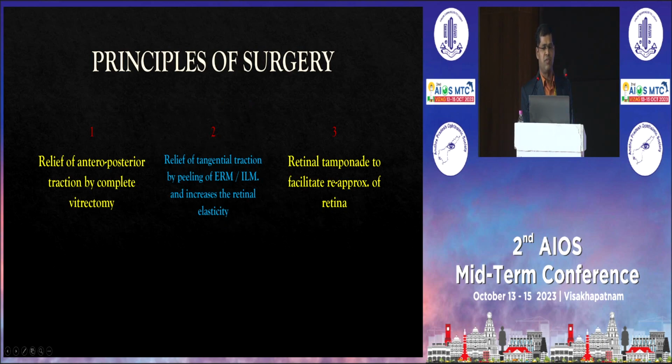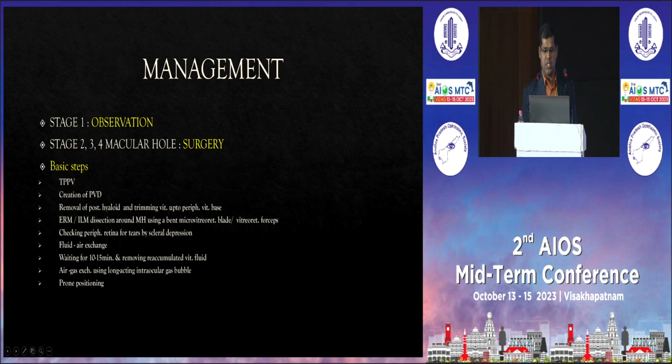The principles of surgery are: we have to release the anteroposterior traction by complete vitrectomy, release the tangential traction by removing the epiretinal membrane or internal limiting membrane and increase the elasticity of the retina, and give retinal tamponade by gas or silicon oil to reappose the retina.